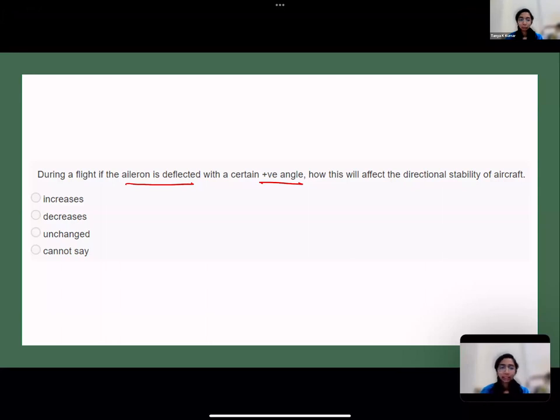Okay, Sandra says unchanged. Can you try to justify your answer? Just try.